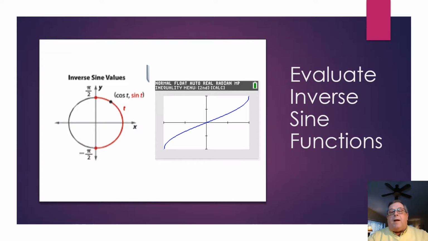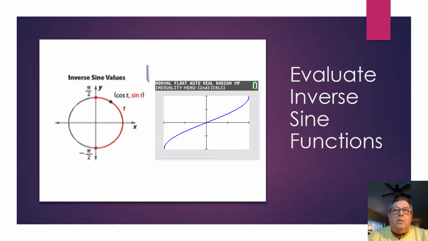Well, we're now going to talk about inverse trigonometric functions. And we're going to start here with the inverse sine functions. But before we get too much into that, let's do a quick review on inverse functions themselves and some things that we have already learned.